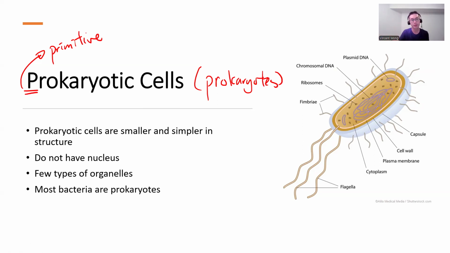The prokaryotic cells are smaller, simpler in structure, and the defining feature that separates them from eukaryotic cells is that they do not have a nucleus. They don't have a circular structure to contain their genetic material. Their genetic material is just kind of lying around on its own. There are only a few types of organelles. Most bacteria are prokaryotes.